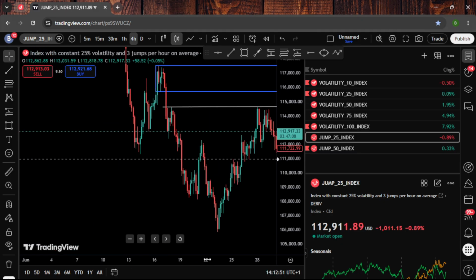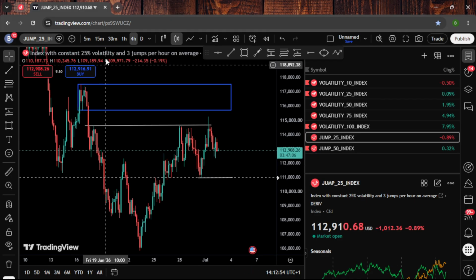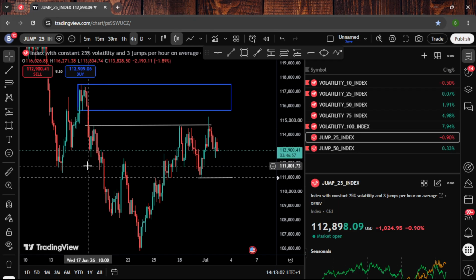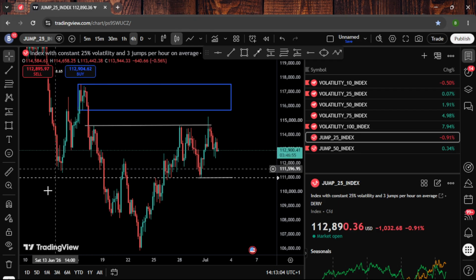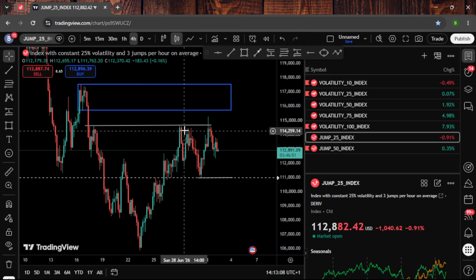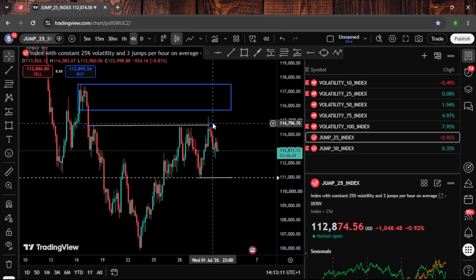Oh, I should have highlighted this one also. Jump 25 is in a downtrend. This is the resistance, the order block. Here, the market had structural liquidity, a structure before the break of structure. This is the actual break of structure here. This is structural liquidity. Now, the market has taken out liquidity.